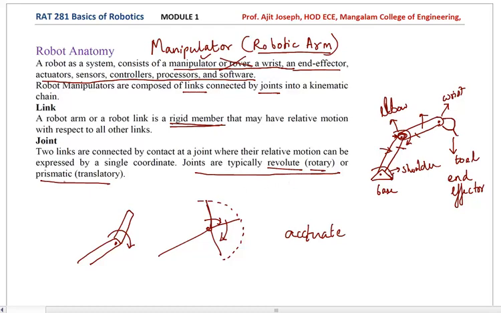And what is prismatic? Prismatic movement means it's a translatory movement. What is the meaning of a translatory movement? All of you might have seen kitchen drawers. The kitchen drawer will have a handle, and when you pull the drawer from that handle, it will slowly slide out, isn't it? So what is the movement direction? The direction of movement is like this.